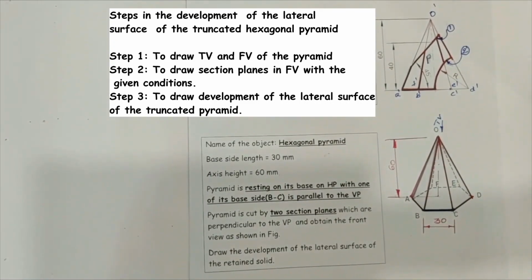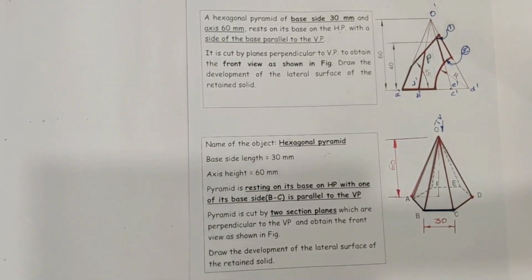The third step is to draw the development of the lateral surface of the truncated pyramid. Then we will move to the first step. Now, as a first step, in the case of projection of solids, what we need to do? We need to draw the true shape of the base of a solid.